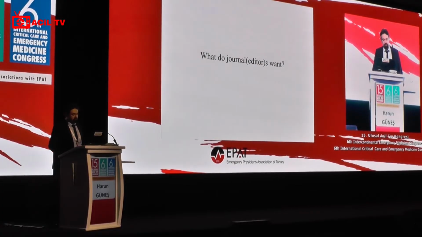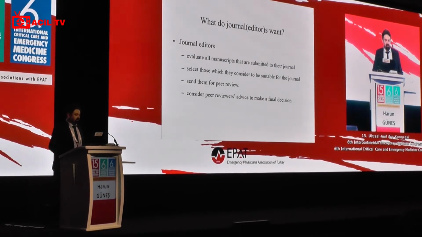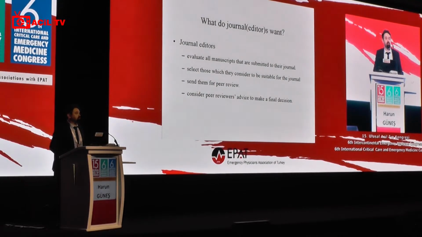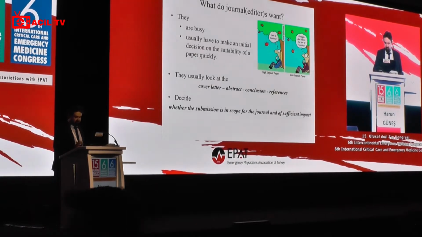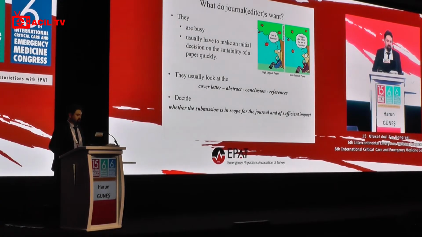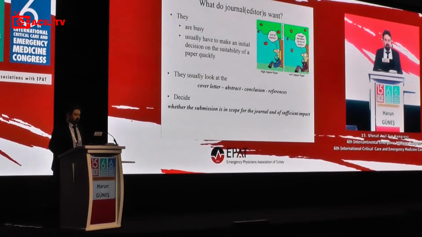We continue with what the journal editors want. Journal editors evaluate all manuscripts that are submitted to their journal, and they select those which they consider to be suitable for the journal and send them for peer review. And finally, they consider peer reviewers' advice to make a final decision. They are busy and they usually have to make an initial decision on the suitability of a paper quickly. They usually look at the cover letter, abstract, conclusion and references, and they decide whether the submission is in scope for the journal and of sufficient impact.